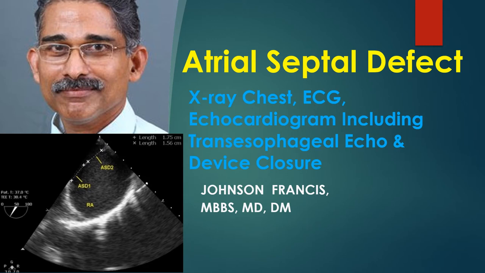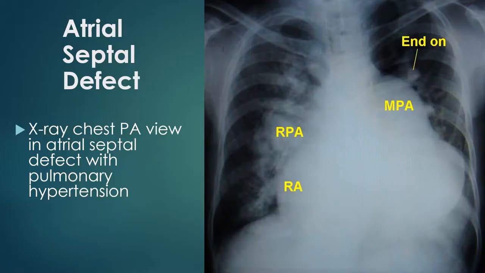This video is on chest X-ray, ECG, echocardiogram including transesophageal echo and device closure of atrial septal defect. X-ray chest PA view in atrial septal defect with pulmonary hypertension.